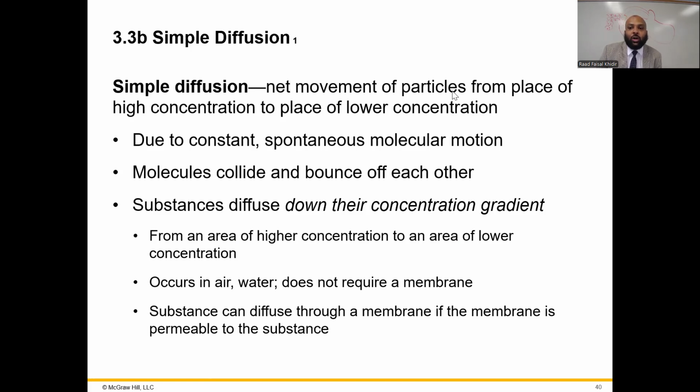Now, simple diffusion is the net movement of particles from one place of high concentration to a place of lower concentration. So that is due to constant spontaneous molecular motion. So molecules collide and bounce off of each other. So substances diffuse down their concentration gradient from an area of a higher concentration to an area of a lower concentration. And that occurs in air, and water does not require a membrane. So the substance can diffuse through a membrane if the membrane is permeable to the substance.